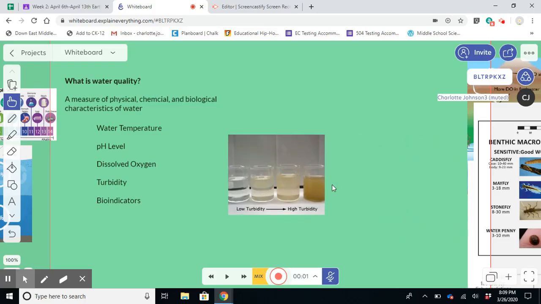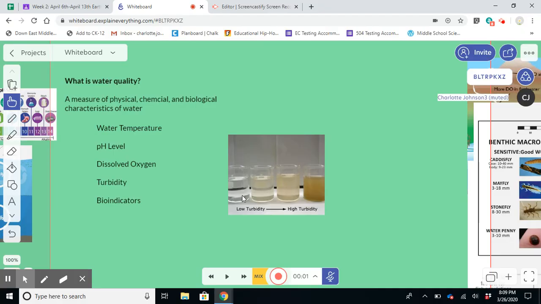So when we're talking about turbidity, we're talking about the clarity of the water, the amount of sediment that is located in the water. So you can see the difference between the container on the left and the container on the right. The container on the left has a very low turbidity. The container on the right has a very high turbidity. So high amount of sediment, low amount of sediment.